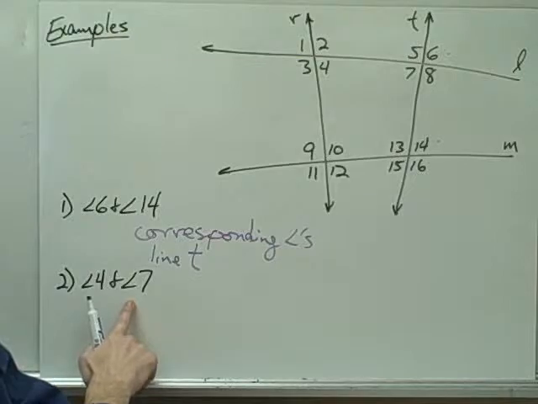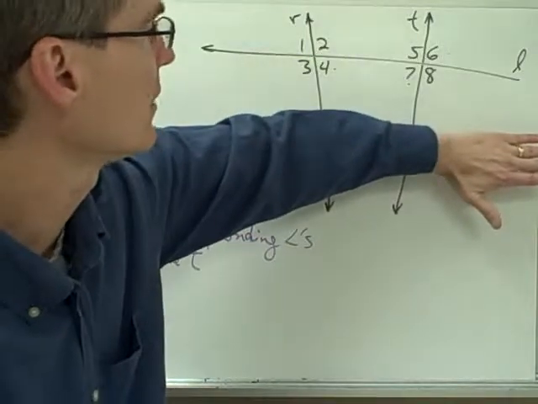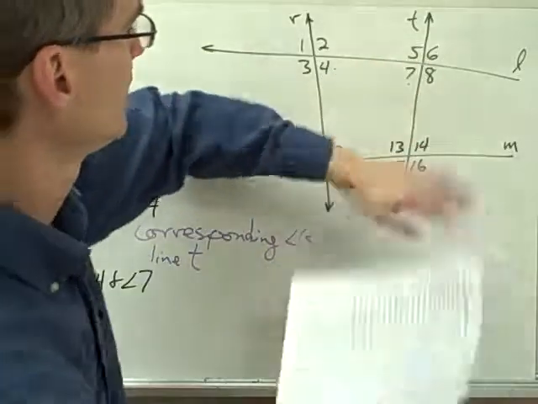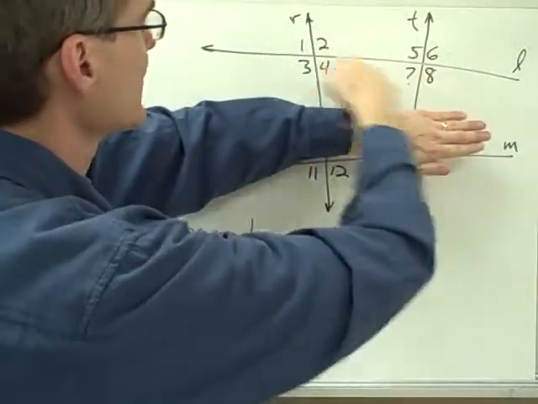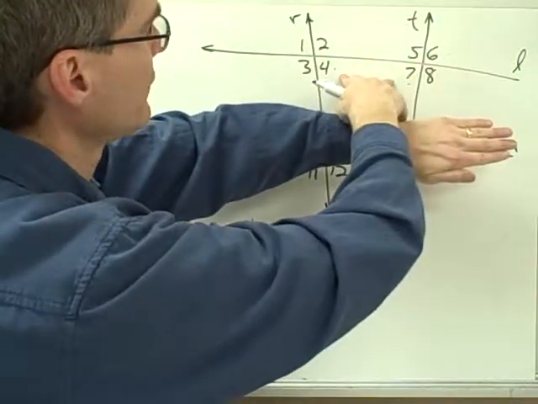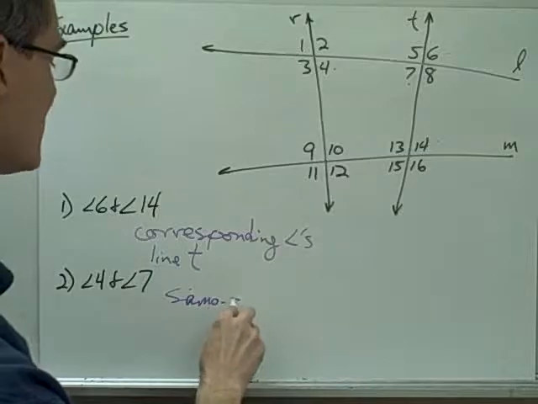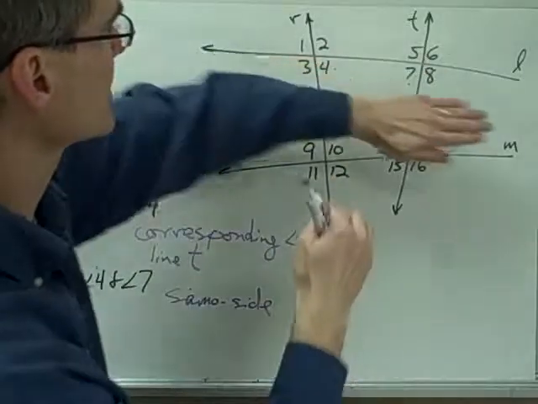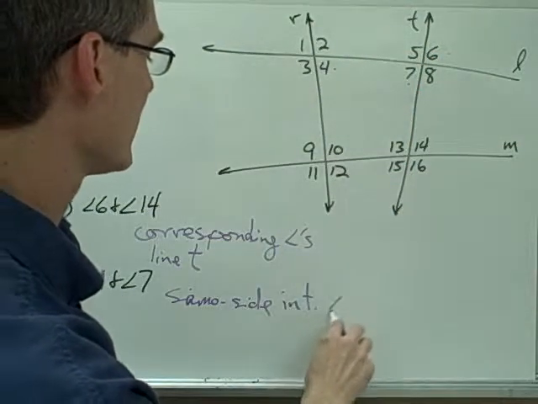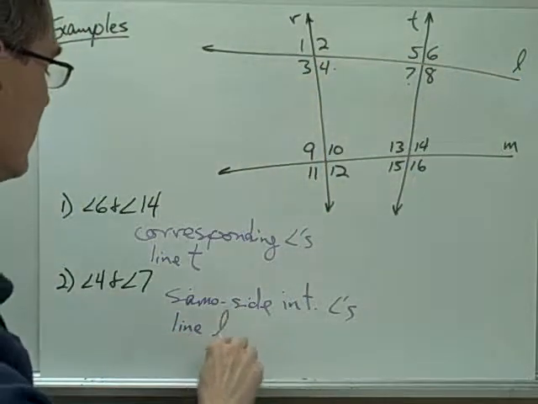Example number 2, angle 4 and angle 7. So here's angle 4 and here's angle 7. Now this time, I'm not using this bottom part of the diagram. Here are my 2 lines, and in this case, line L is my transversal. Angle 4 and angle 7 are on the same side of the transversal. So they're going to be same side. And since they are interior to my 2 lines, they're going to be same side interior angles. And my transversal, once again, is line L.